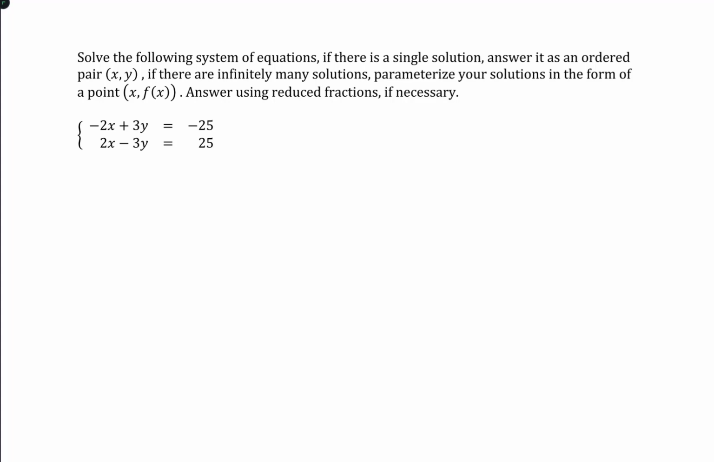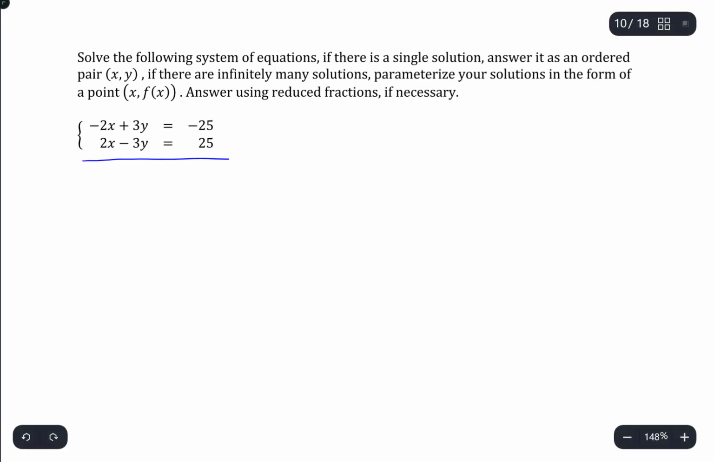The object of the elimination method is to multiply one or both equations by a constant so that when you add the two equations together, a variable drops out. In this case, I'm already set up because negative 2x plus 2x would cancel. So let's just go ahead and do that.